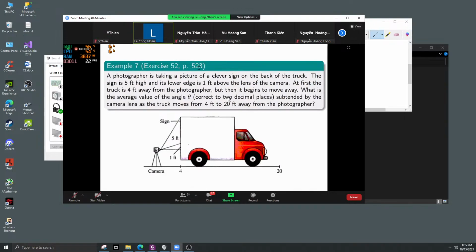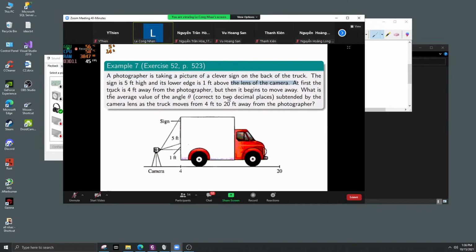So this is exercise 52 on page 523. The problem is a photographer is taking a picture of a sign on the back of a truck. So we have the sign on the back of the truck. And the height of this sign is 5 feet. The lower edge of this sign is 1 foot above the camera lens, okay? Above the lens of the camera.